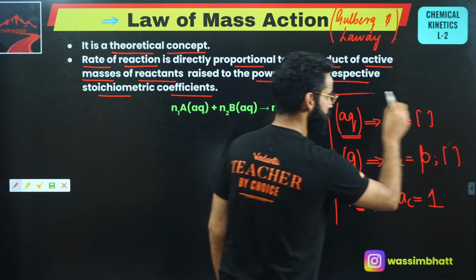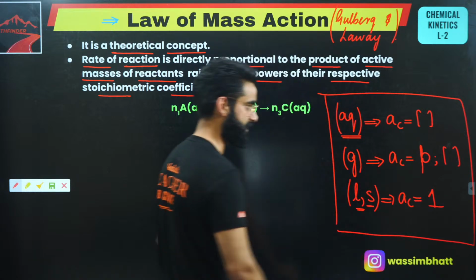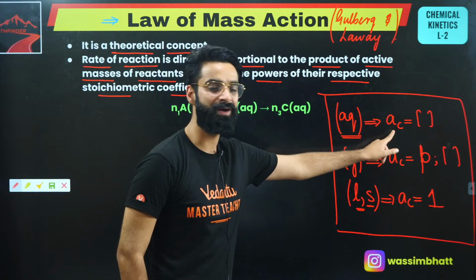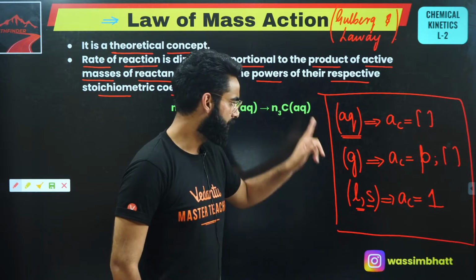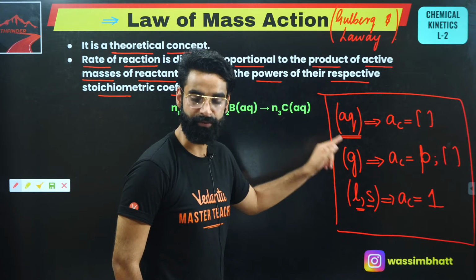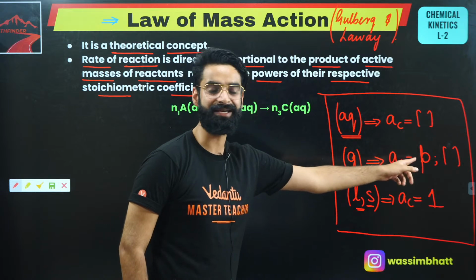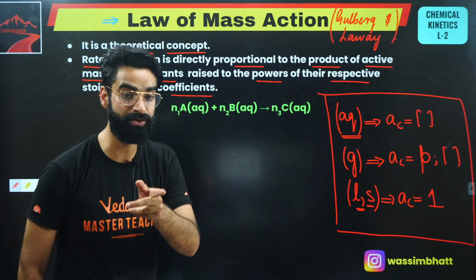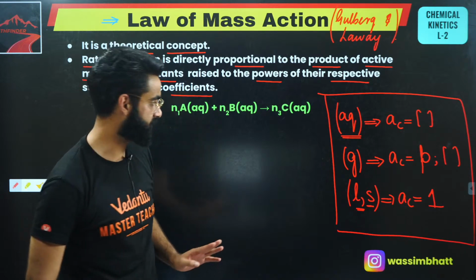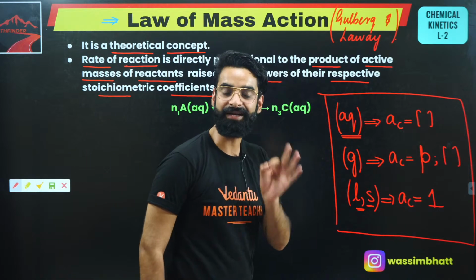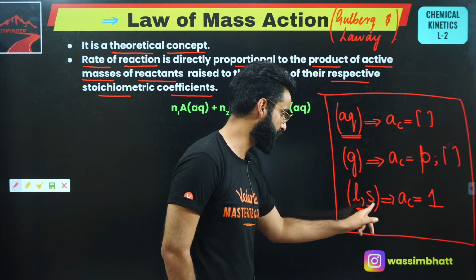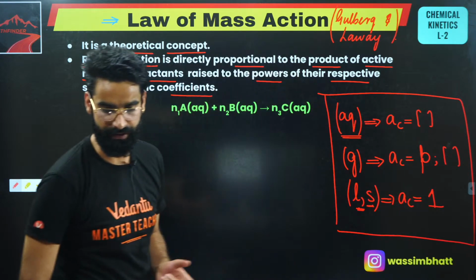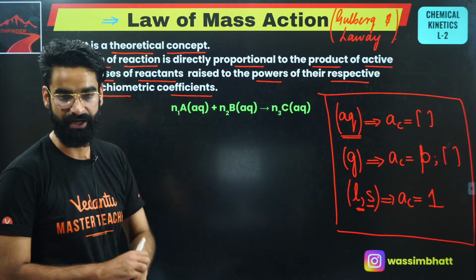This is something which you should remember first of all before starting this law of mass action section. Whenever you have any reactant or product in aqueous form, its active mass is taken as its concentration. Whenever you have any reactant or product in gaseous form, its active mass is taken as its partial pressure or its concentration, because for gases we define both the terms, pressure as well as concentration. Similarly, whenever I have any reactant or product in pure liquid form or solid form, its active mass is taken as constant, and that constant is equal to unity. Something which you should know before starting this.